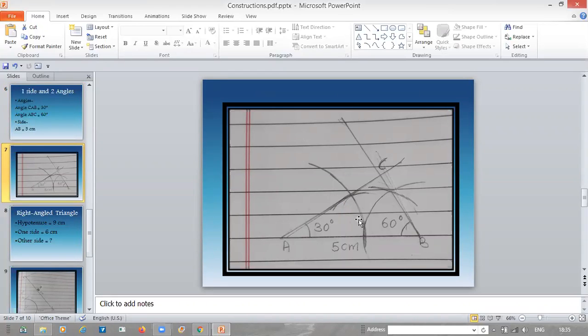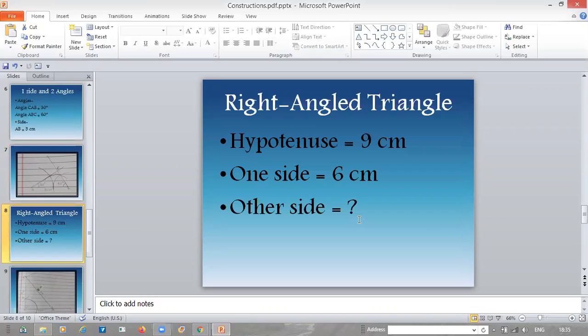So now let's move on to the last but certainly not the least, fourth situation. The fourth situation is where you are given the hypotenuse of a right angle triangle and one of the other sides. Now, if you don't know what the hypotenuse is, a hypotenuse is the longest side of a right angle triangle. Now, I have taken the hypotenuse as 9 cm and one of the sides as 6 cm. But once again, remember, you can keep it as any of the lengths you want. Now let's see how to make the triangle.